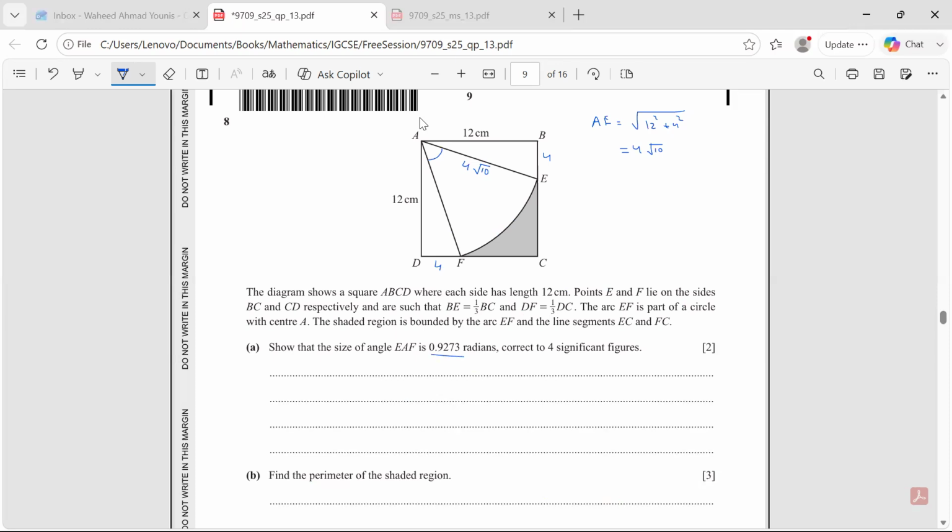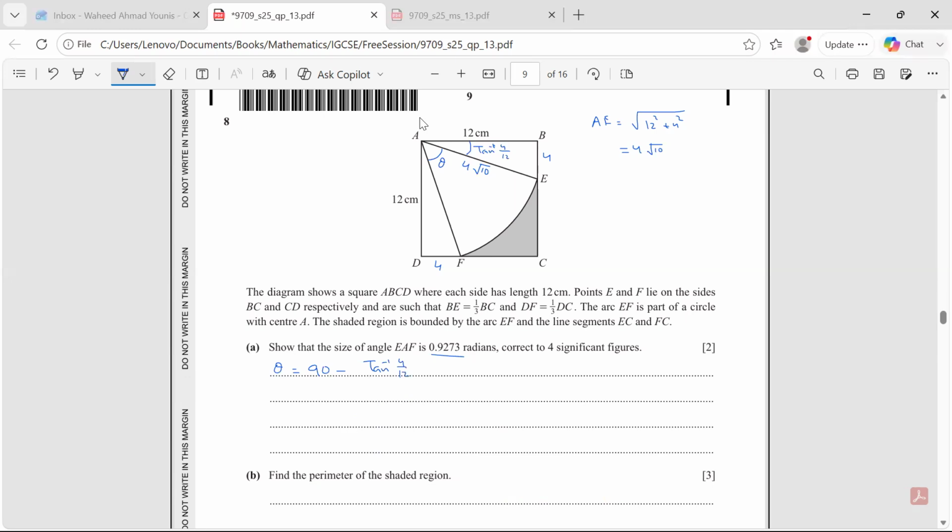How can I calculate this angle? You see, this BAD is a right angle, right? It's 90 degrees. So from this 90 degrees, if I subtract these two angles, I will get this angle, right? How much is this angle? This angle is tangent inverse 4 over 12. Am I right? So this angle, let me call it theta. Theta would be equal to 90 minus this angle, which is tangent inverse 4 over 12.